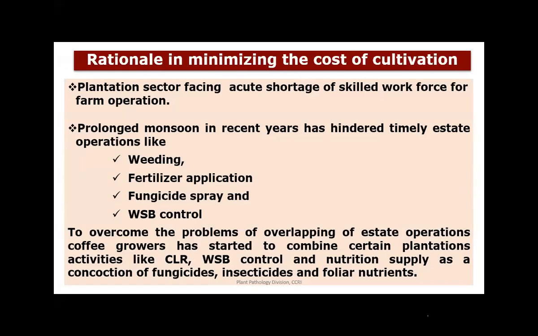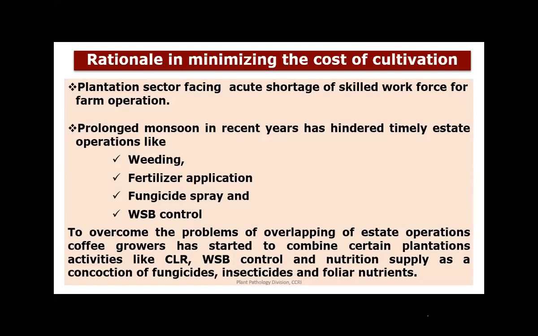In such conditions, many planters are facing what I can call overlapping of estate operations, like weeding, fertilizer application, fungicide spray, and white stem borer control or tracing, things like that. So when these estate operations are overlapping, planters are combining them to minimize the cost as well as the time. So planters are mixing the fungicide with the pesticide, like chlorpyrifos or whatever is advised, and then fertilizer applications, they are mixing 19-19 or 17-17, whatever, all the fertilizers they are mixing.